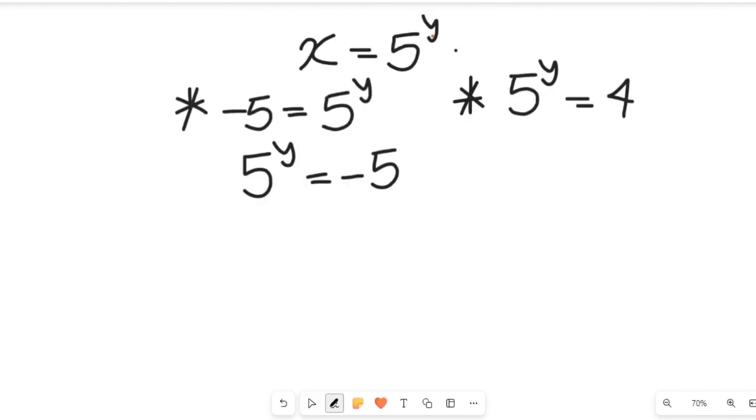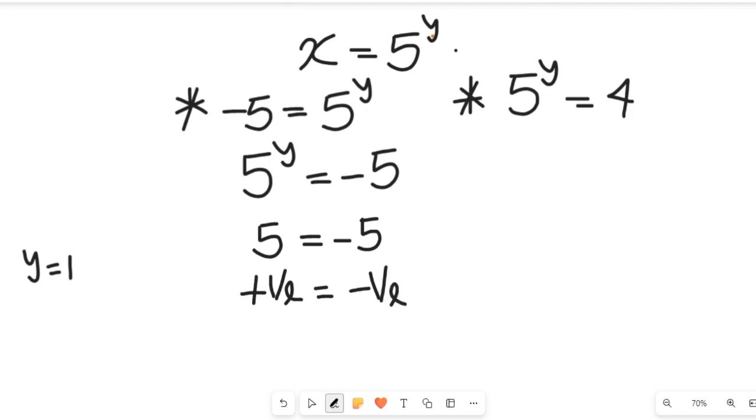If we put the value of y equal to 1 on this side, this is going to give us 5, and this would be equal to negative 5. So positive 5 can never be equal to negative 5. So this solution will be neglected because it's not possible.